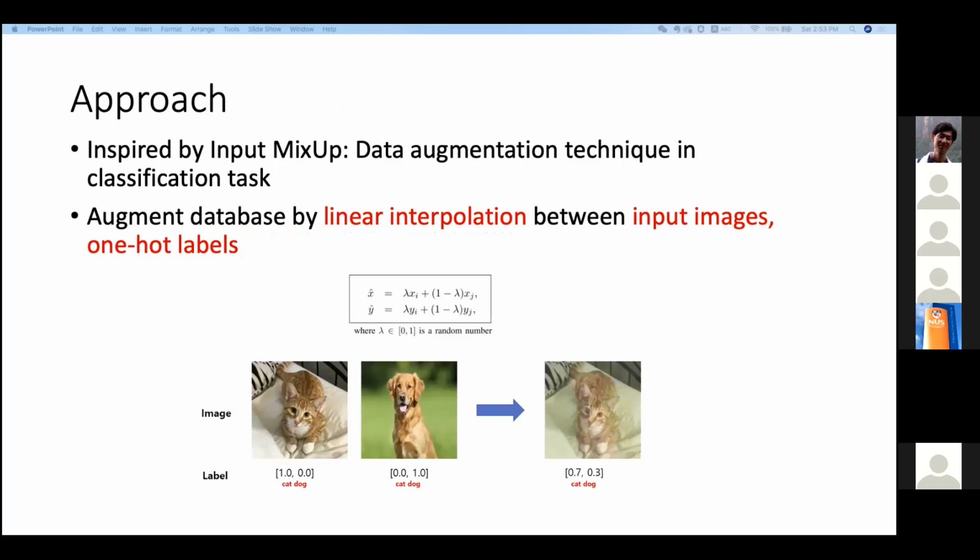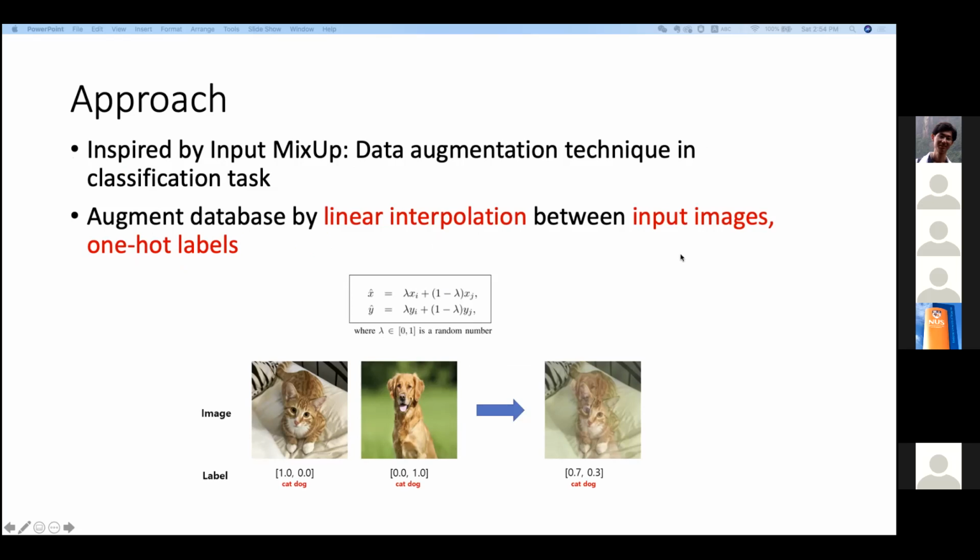The approach is inspired by the idea in input mixup. Input mixup is a data augmentation technique in classification tasks. For example, given a cat and a dog, here is their one-hot label. They will generate a new image by linear interpolation between the two images, and the label for the new image is also obtained by linear interpolation. Okay, I think this is quite straightforward. Let's keep going on.